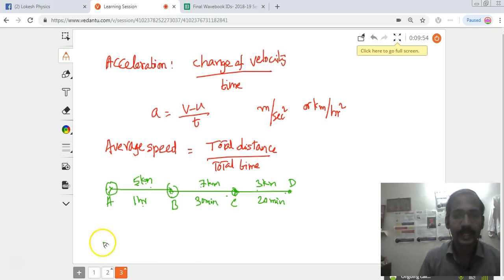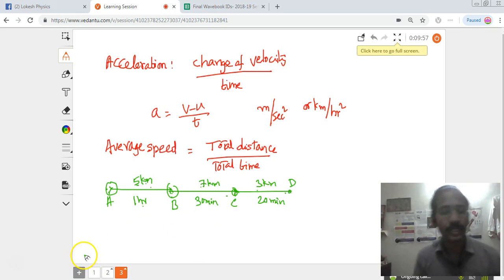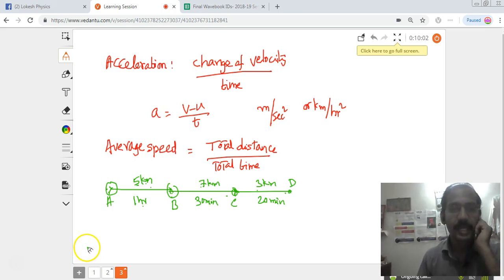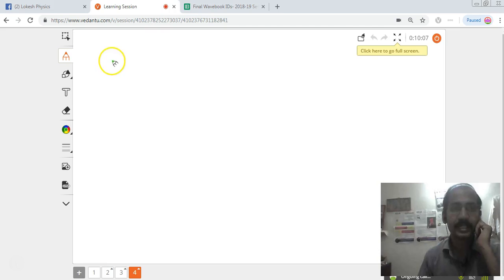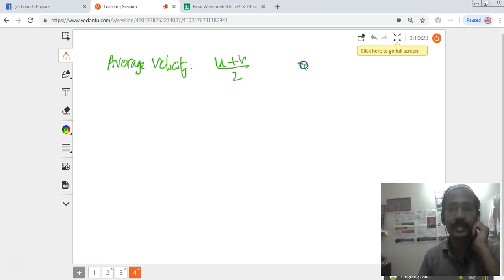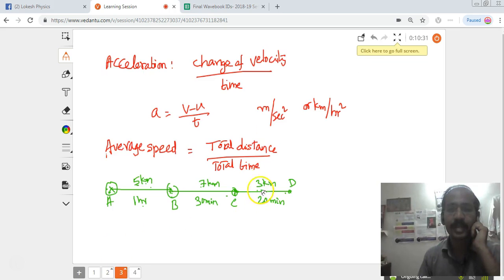Next. Can you note it? Once you write it, you won't forget. This is also important. Average speed is equal to total distance by total time. Next, average velocity. This we studied. Average velocity is initial velocity plus final velocity by 2. The units are again meters per second or kilometer per hour. Units won't change, even for average speed.